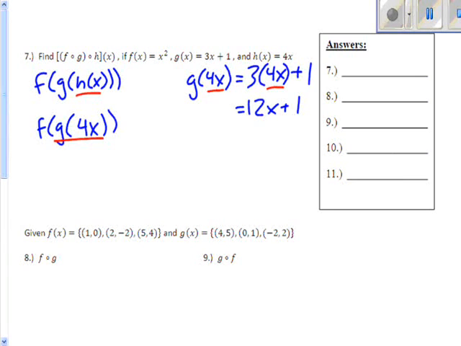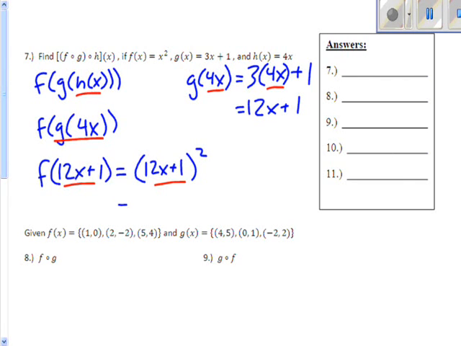So coming back over here, I've got f of 12x plus 1 because that's what g of 4x was. And now I take my f of x function. My f of x function was x squared. But instead of x right here, I'm going to plug in the 12x plus 1. So now I have 12x plus 1 squared.